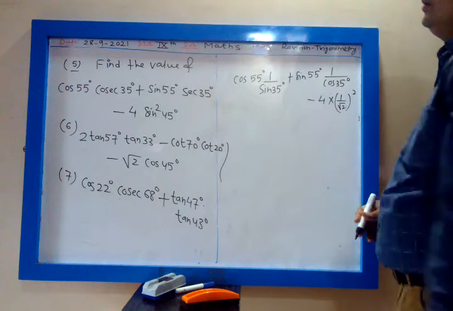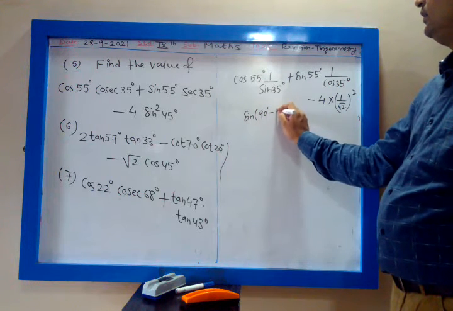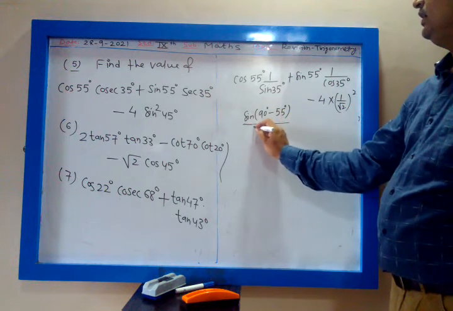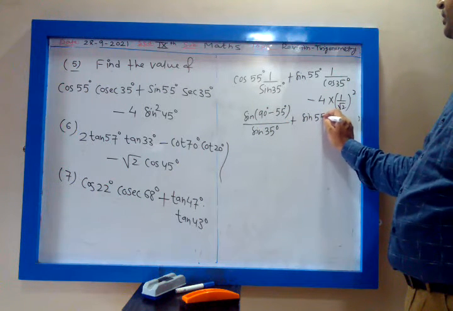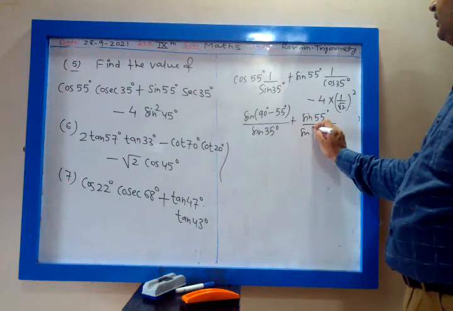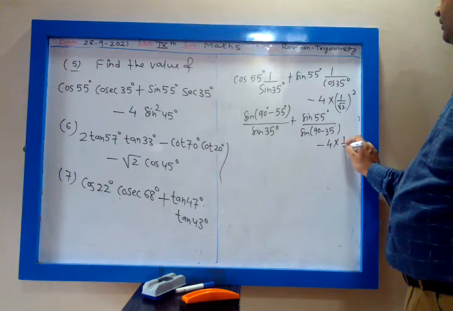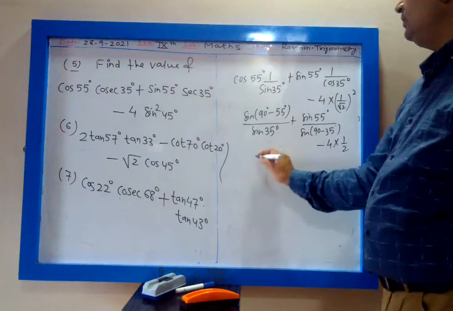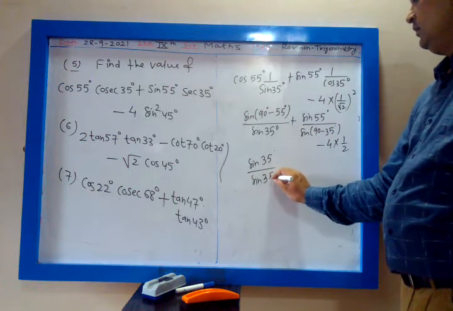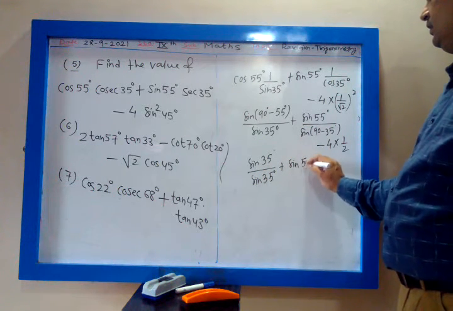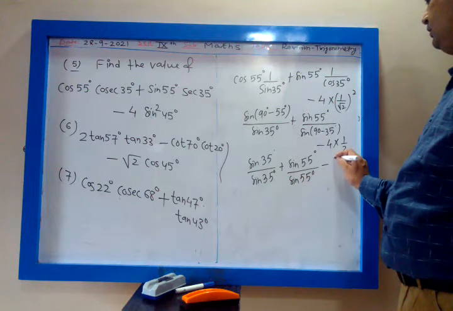Cos and sine are complementary angles. So cos 55 degree I can write sine 90 minus 55 degree upon sine 35 degree. Plus sine 55 degree, and cos I can write sine 90 minus 35 degree. Minus 4 into 1 by root 2 square, which is 1 by 2. Now sine 90 minus 55 is sine 35 upon sine 35, plus sine 55 upon sine 55, minus 4 into 1 by 2 is 2.